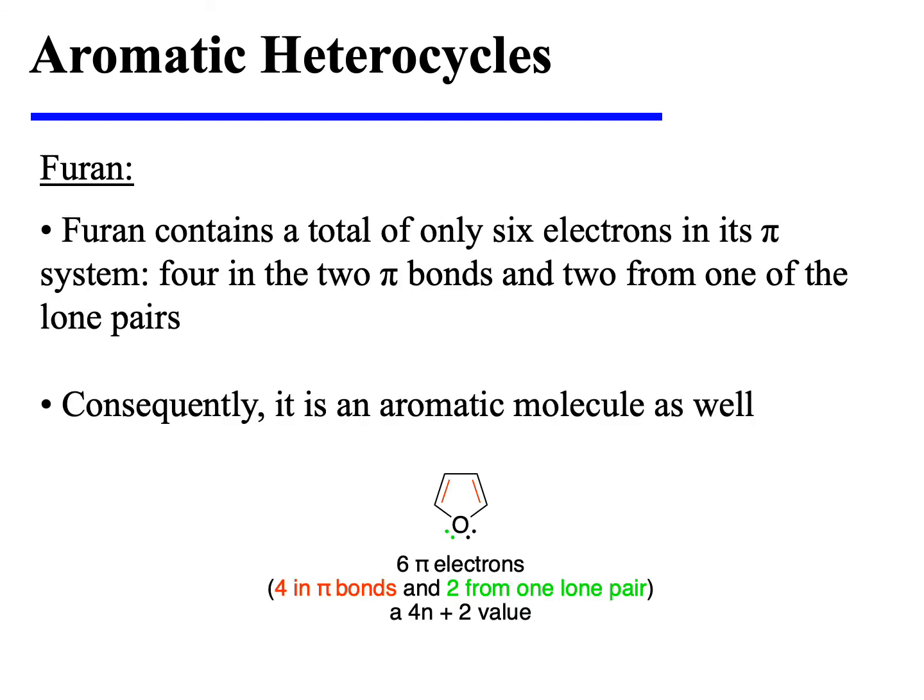There are 4 pi electrons in the 2 pi bonds, and there are 2 additional pi electrons contributed by one of the lone pairs. The total of 6 pi electrons is a 4n plus 2 value, illustrating that furan is an aromatic molecule as well.